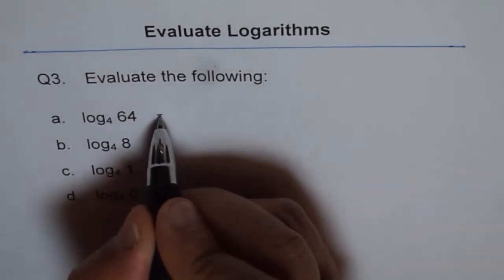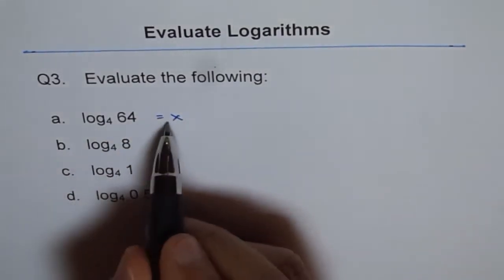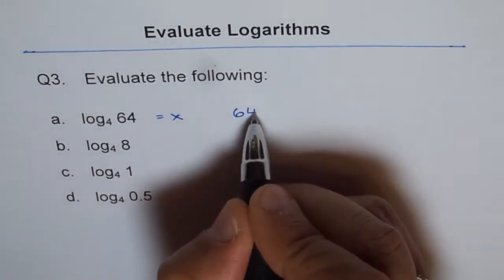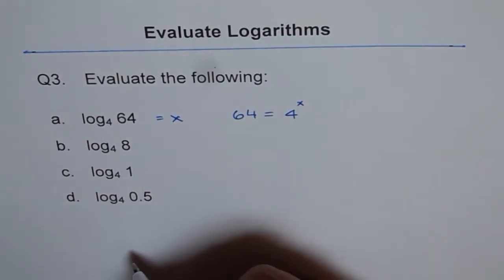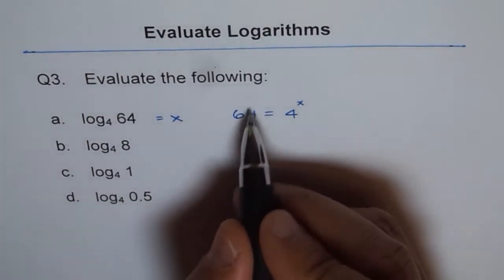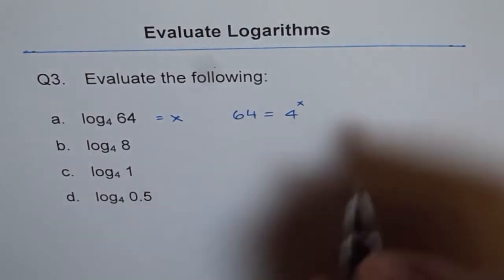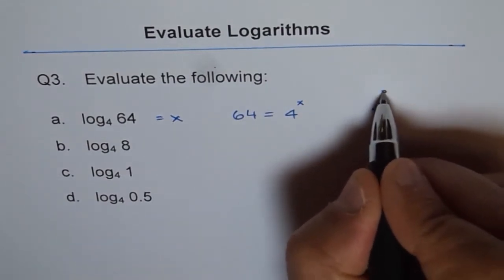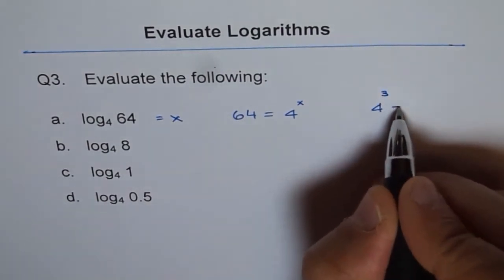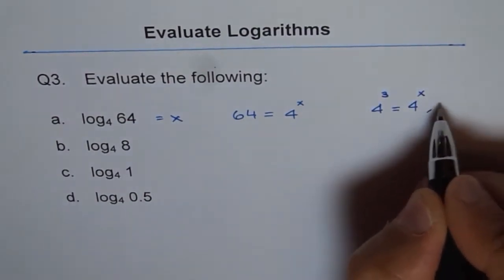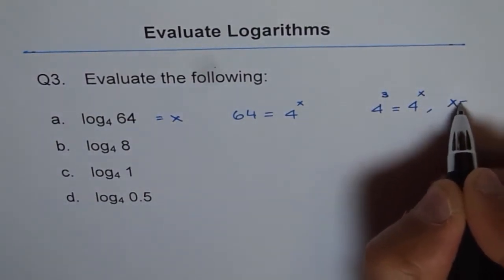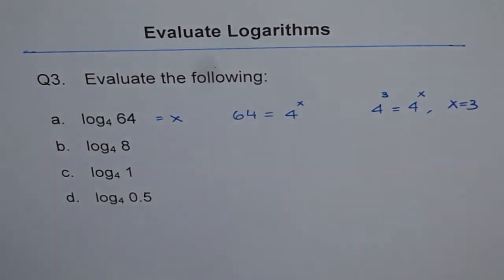So let this be equal to x. In that case, we can write this as 64 equals 4 to the power of x. Now we need to find 4 to the power of what is 64. We know 4 to the power of 3 is 64, so 4 to the power of 3 equals 4 to the power of x, and that means x equals 3, correct? So that is how we get the solution.